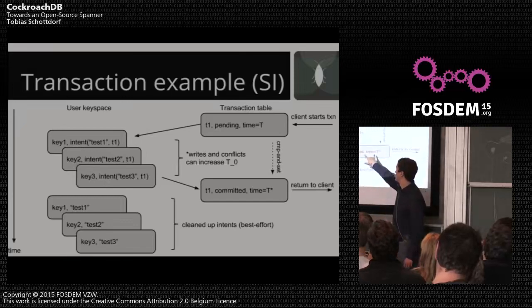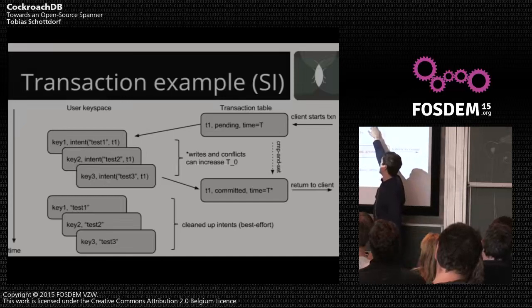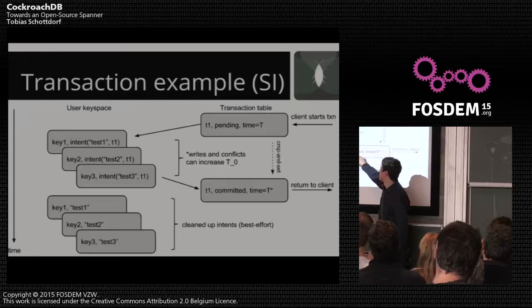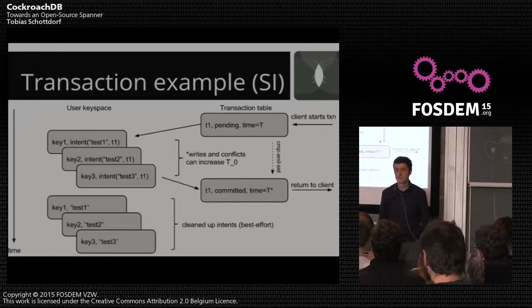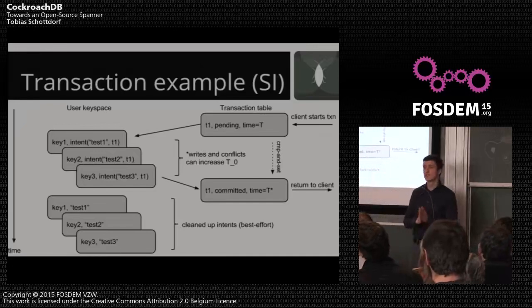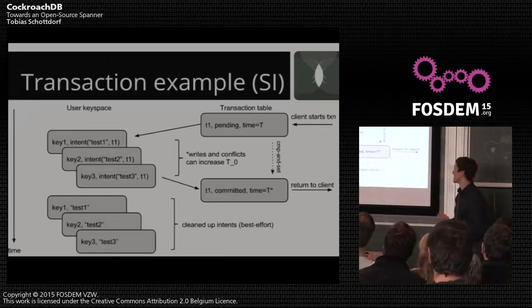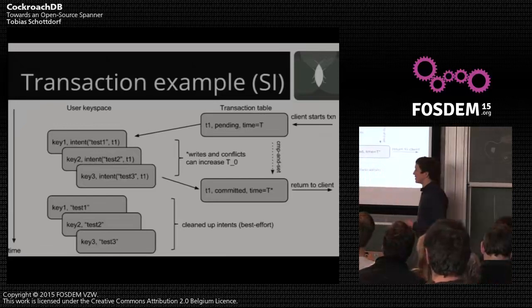And then at some point you want to commit. So you basically try to update your transaction table entry from pending to committed. And once that happens, you go to the client. And then the cluster will try to just look at your intents that you wrote and upgrade them to honest values. Okay? Who understood this? Yeah, great. Some hands. So that means everyone got it.